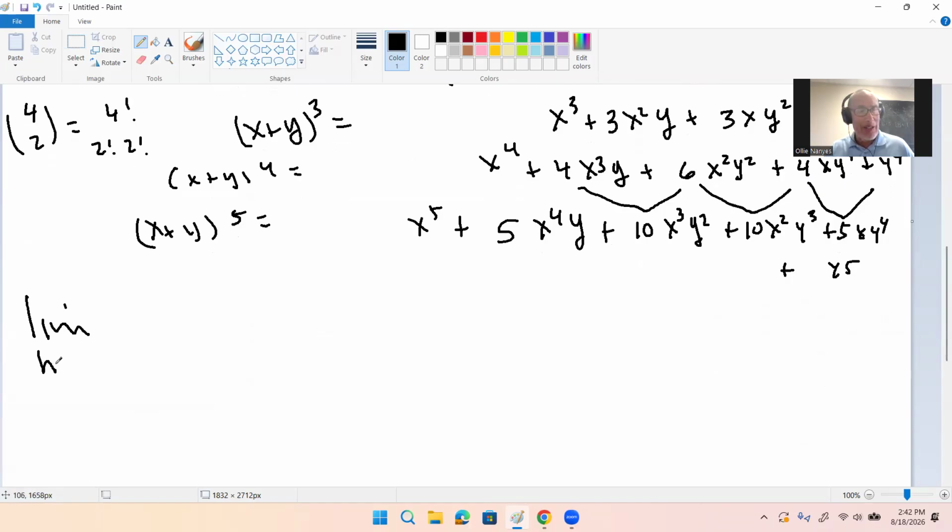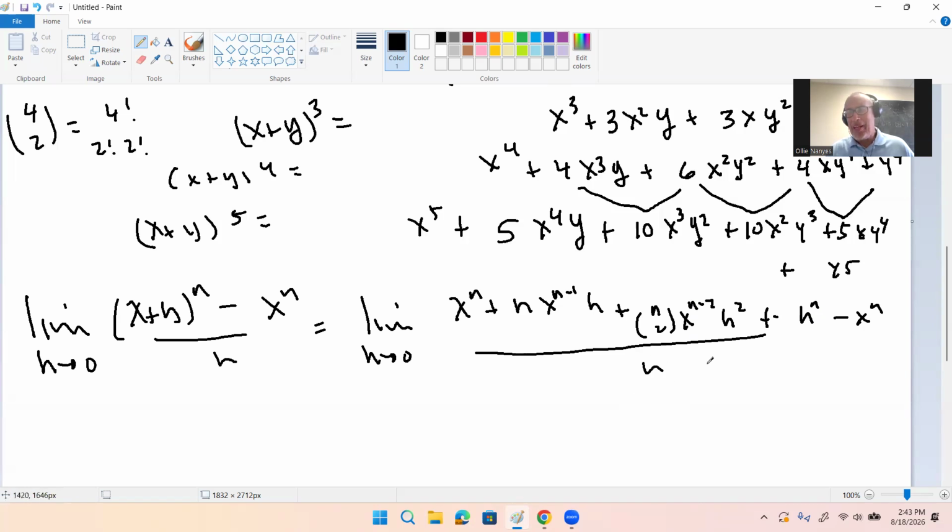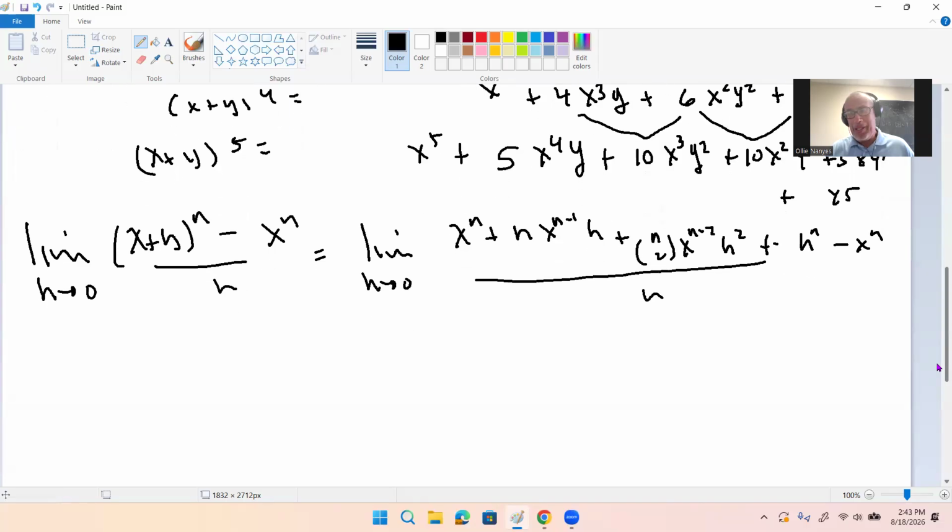So if we look at this as h goes to 0, x plus h to the n minus x to the n over h, using the binomial theorem, we have x to the n plus the first binomial coefficient, which is going to be n, x to the n minus 1, h, plus n choose 2, x to the n minus 2, h squared. That goes all the way out to h to the n. Subtract x to the n, over h. Now let's do some algebra. When we do the algebra, notice that this subtracts off with that, and we're left with this.